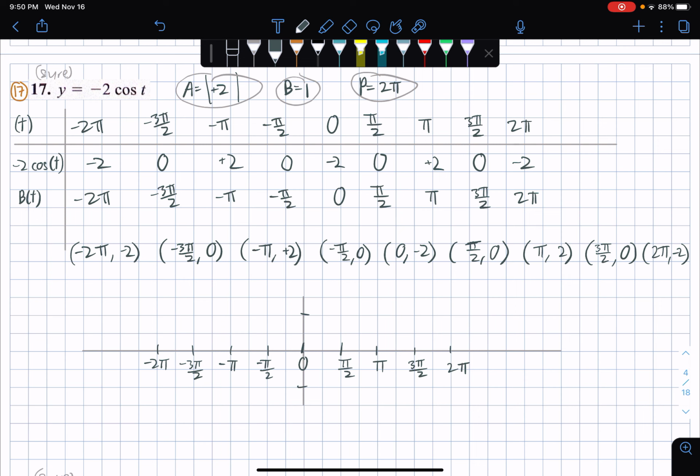Now, negative 2 pi, negative... Amplitude here is positive 2. Below is negative 2. So let's start putting the dots. There you go. Now let's make the curve. There you go. Let's move to number 18.